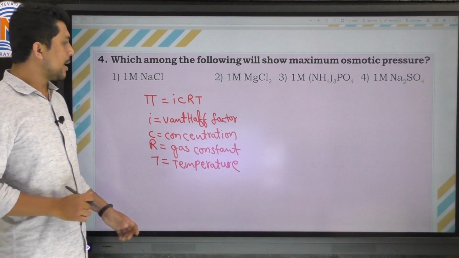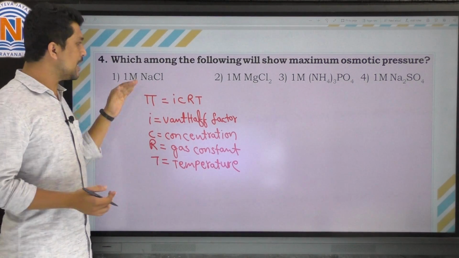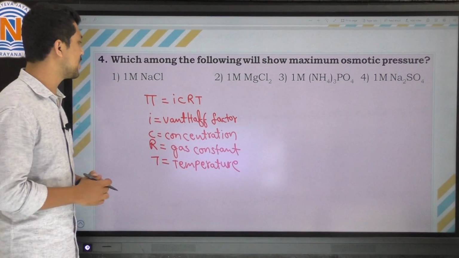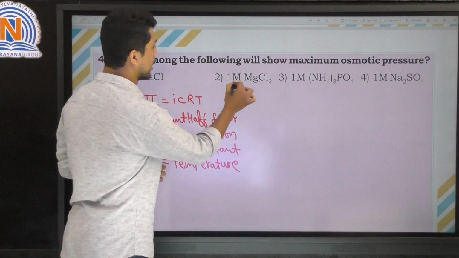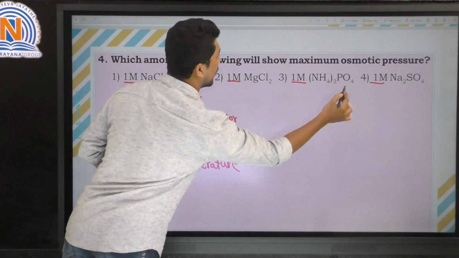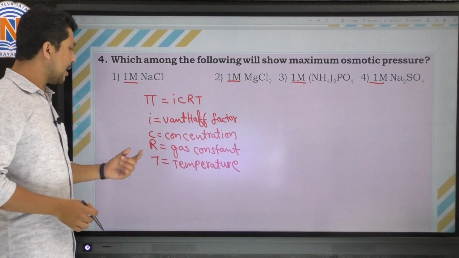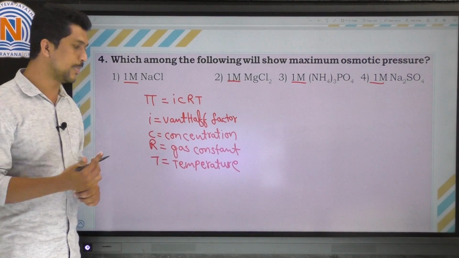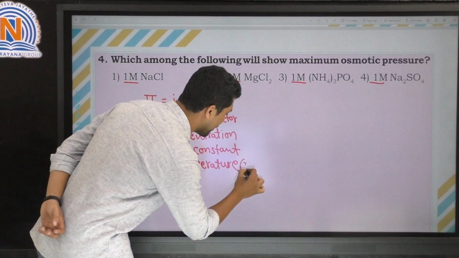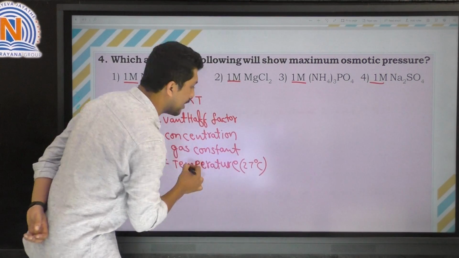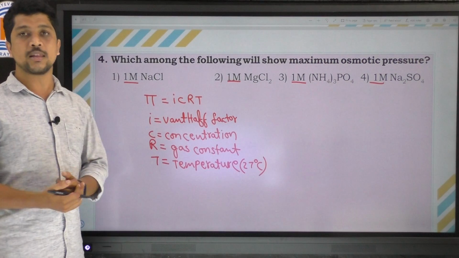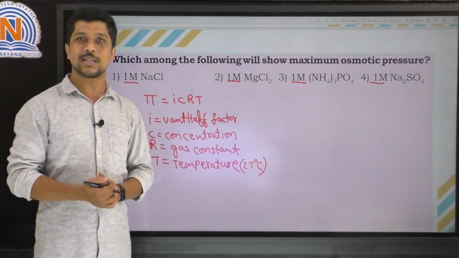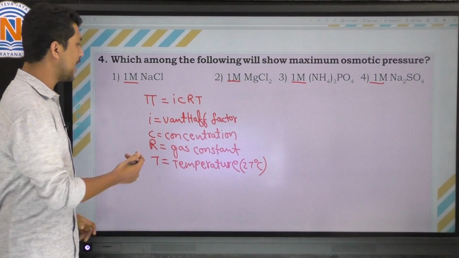If you observe, each and every solution's concentration is the same, that is 1 molar. Clear? R is the gas constant and the temperature is the same, at room temperature, for example 27 degrees centigrade. Now, how can we find which of the following has more osmotic pressure? That completely depends on the van't Hoff factor, that is i.